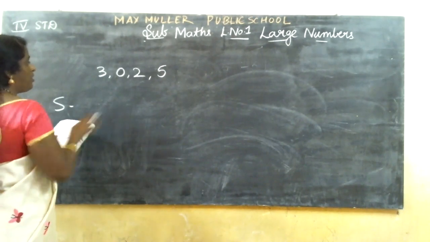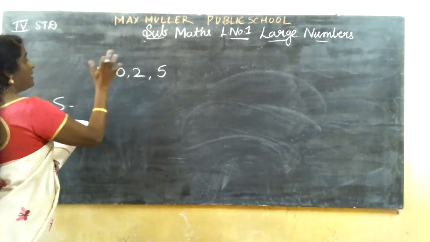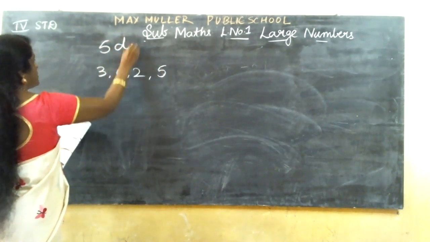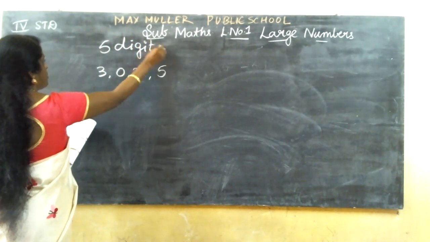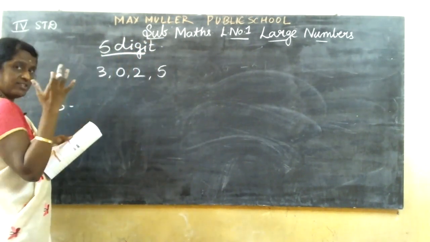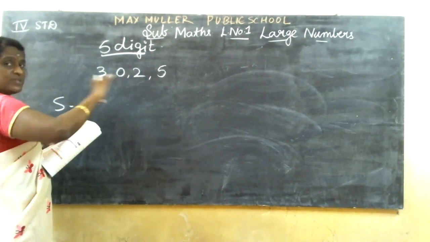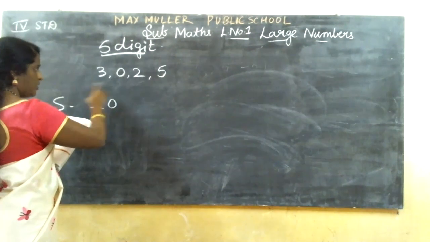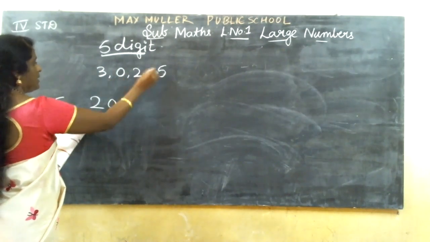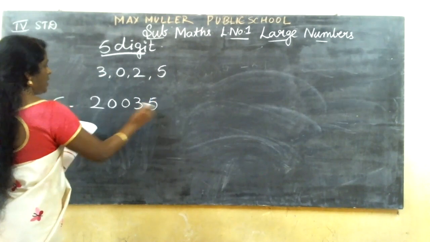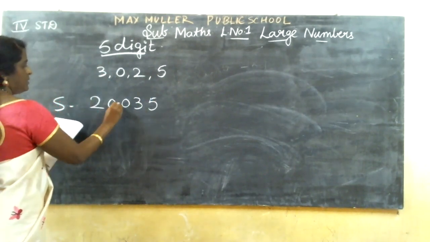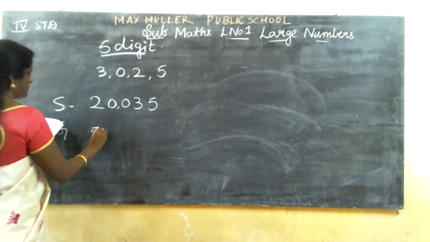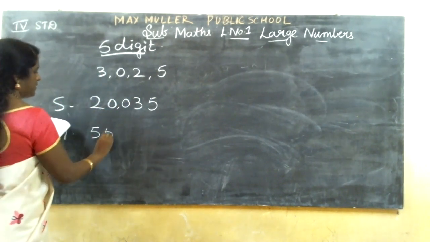Smallest number means which is smallest in this? 0. So you should not write 0. Here I have given 1 digit, 2 digit, 3 digit, 4 digit, but I want 5 digit. 5 digit means what you will do? You should take one more smallest number. So 2, 0. In this the least number is 0. After that 3, 5. 1, 2, 3, 4, 5, 5 numbers. See, the greatest number in this is 5. So one more greatest number is 5.